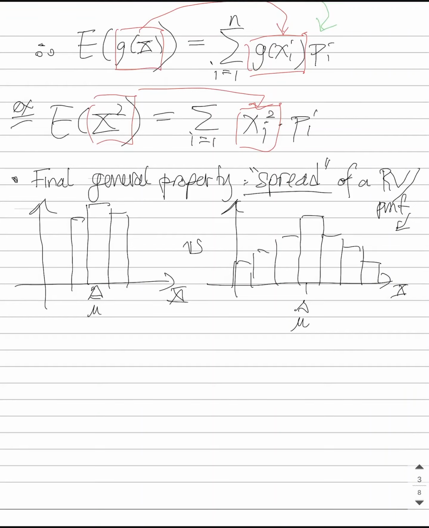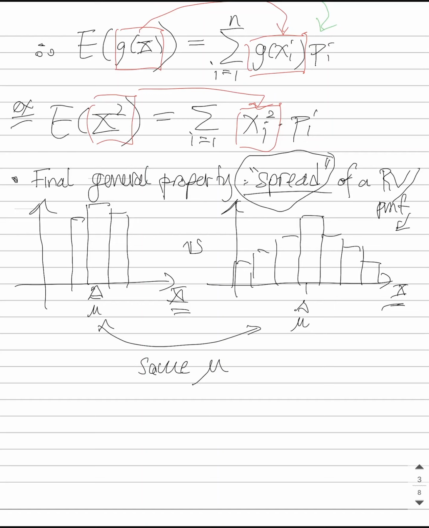Expectation gets used a lot to talk about a final general property of random variables and their mass functions. So the final idea here is that we are going to worry about the spread of a random variable. What I mean by that is, in these two pictures that I've drawn, these just represent some mass function of a random variable x. And it turns out that they both have the same value of mu.